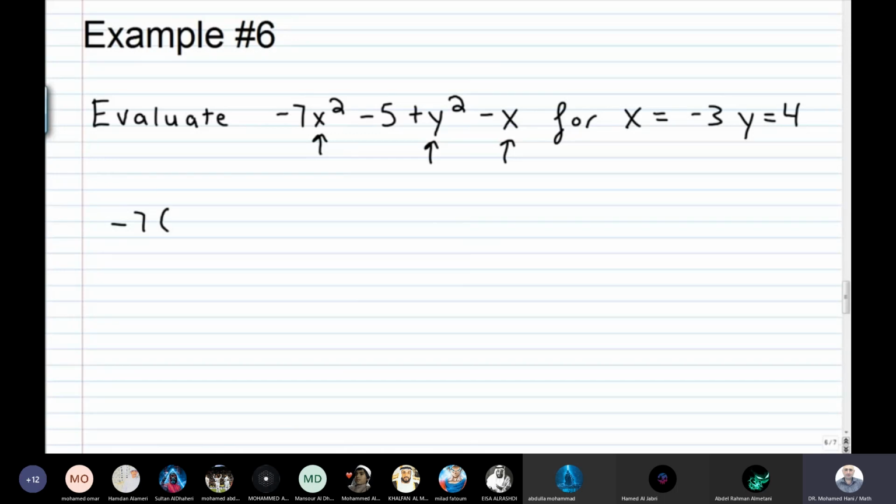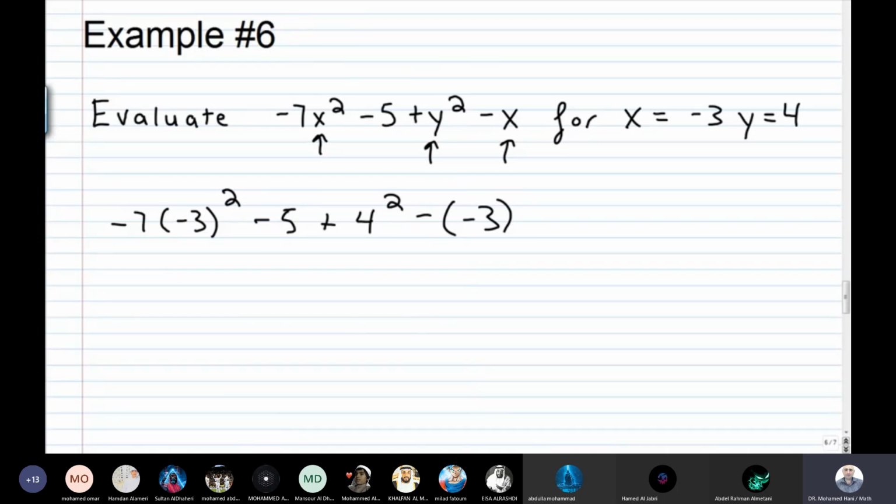And remember, this negative 3 is going to be inside of a set of parentheses. And then minus 5 and then plus y squared. So I have 4 for y. I'm just going to put a 4 and then squared. And again, if you have a positive base, you don't need to put that in parentheses because it's not going to matter. And then minus x. You have to pay close attention here because you have minus a negative 3, right? Plug in a negative 3 for x, so this is minus negative 3. I've seen a lot of people come in and just put minus 3 instead of minus negative 3, right? So you end up with the wrong answer because minus a negative is plus a positive.